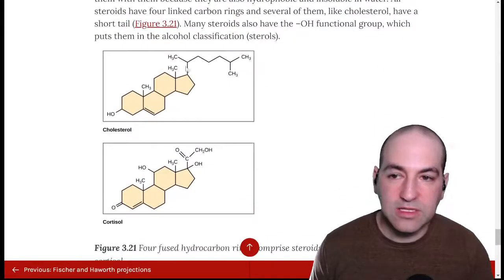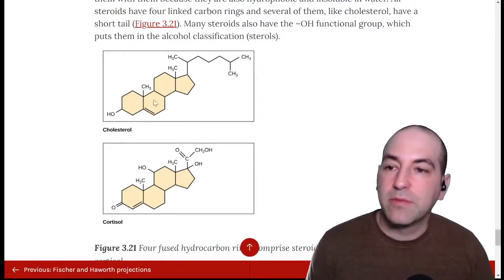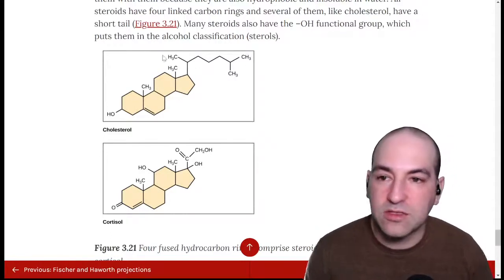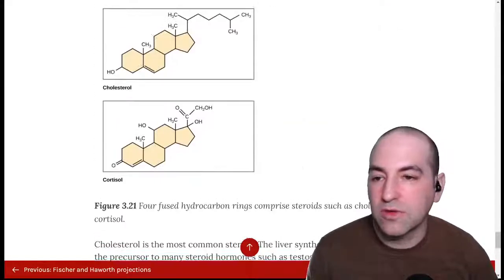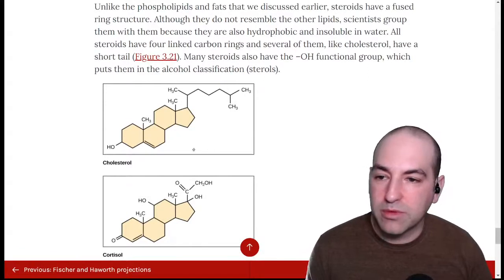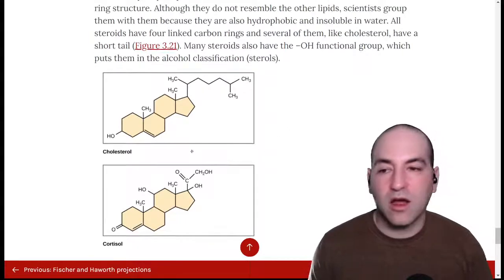So even in these totally different looking molecules, these steroids don't look anything like fatty acids really, but they're mostly made of carbon-carbon bonds with carbon hydrogen around the outside. So something like cholesterol, cortisol. If you look up some hormone structures, anything that ends in an "one" is probably, like progesterone, testosterone, things like that, steroids as well.